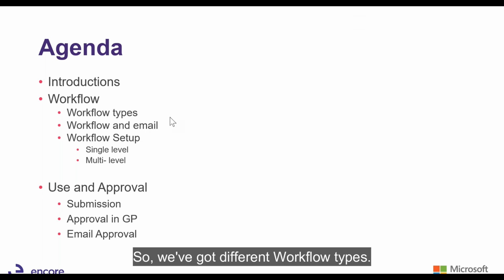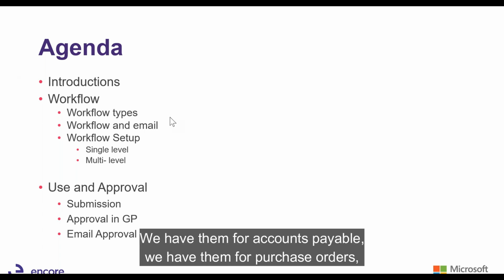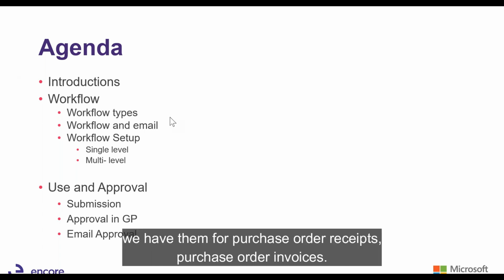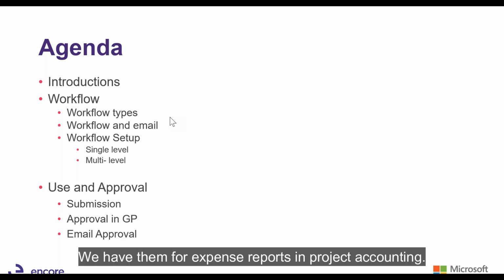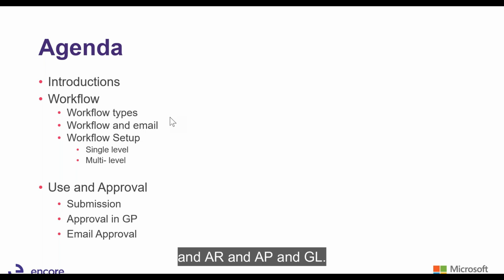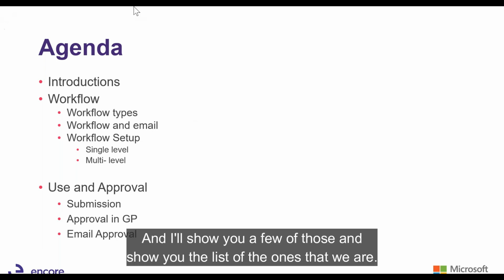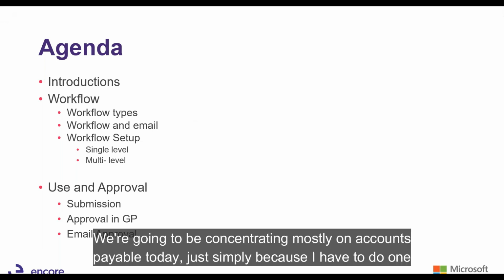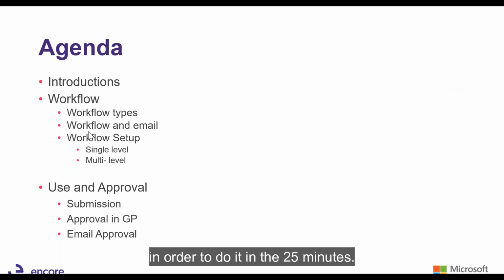We've got different workflow types. We have them for accounts payable, purchase orders, purchase order receipts, purchase order invoices, expense reports in project accounting, timesheets, as well as sales order processing, AR, AP and GL. I'll show you a few of those and the list of them. We're going to concentrate mostly on accounts payable today, simply because I have to do one in order to do it in the 25 minutes.